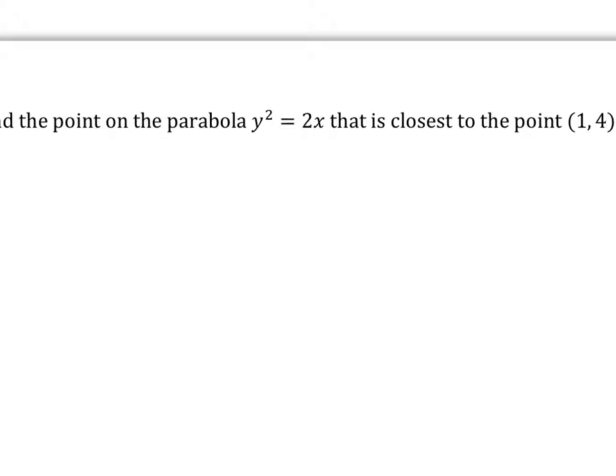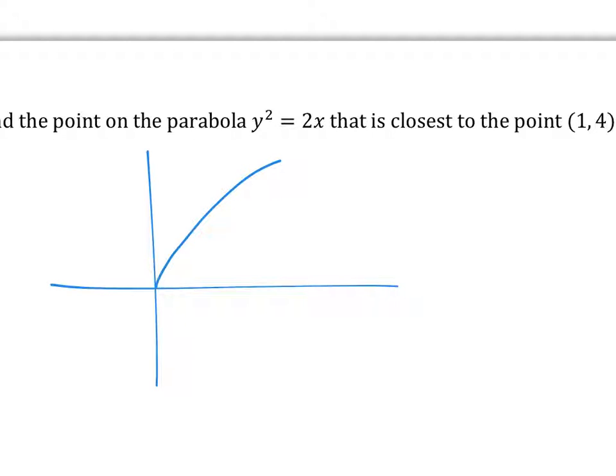Okay, so we know that this graph kind of looks like this. We have this point here. The question is, which point on this parabola is going to give me the closest distance? This point is (1, 4). Somewhere on this parabola, we call that just (x, y). So we want the closest distance.